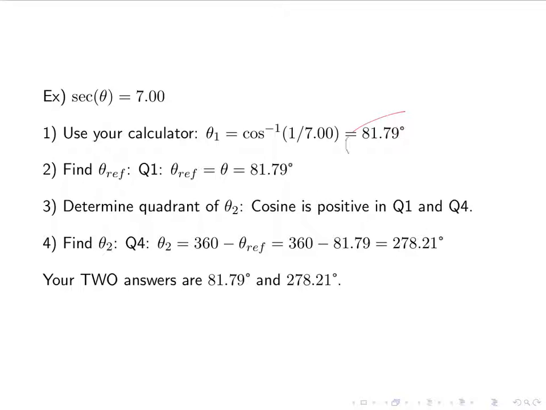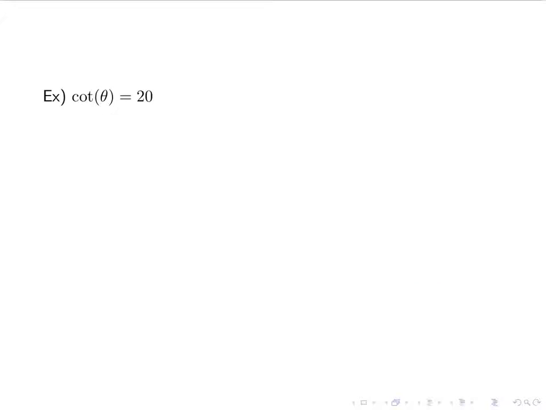Okay, so again, we have the 81, we have the 278. Double check them, plug them into cosine, and make sure you're getting your 1 over 7. Or plug it into cosine, hit the reciprocal button, and make sure you get 7. Okay, so here's our last one. Cotangent of theta equals 20.